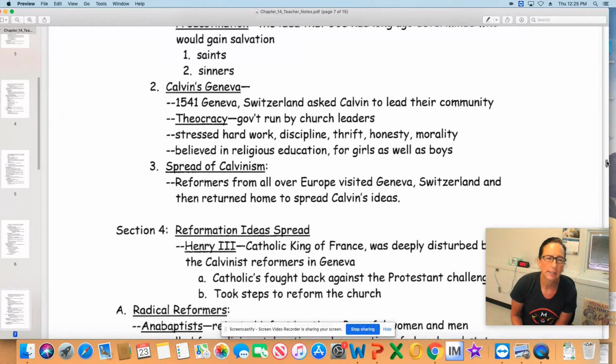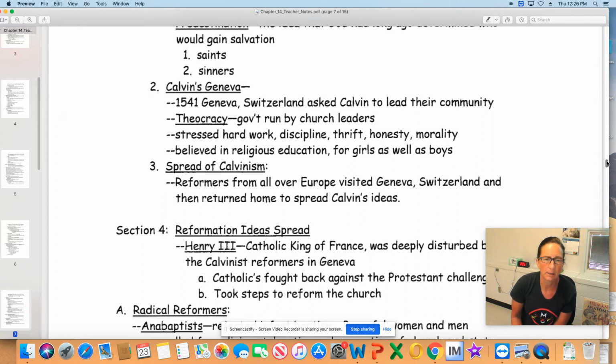Calvin's Geneva in 1541, Geneva, Switzerland, is eventually where Calvin will lead his religious community. It's a theocracy. It's a government run by church leaders. Today in the United States, we don't have a theocracy. We have separation of church and state. The only true theocracy in the world today is in Iran. The Iranian government is led by Muslim leaders. That's the only true theocracy today.